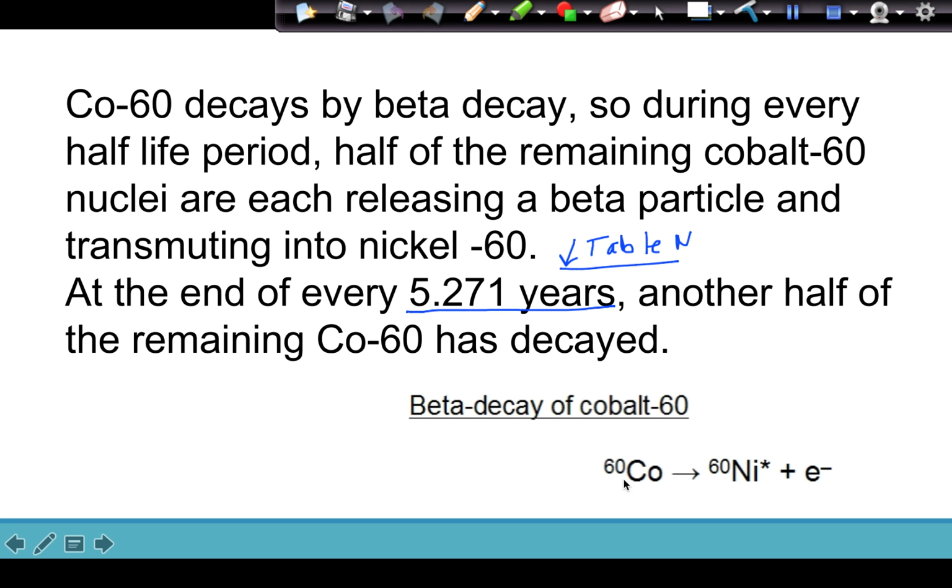So again, we had the 60 and the 27 down here, and this was the 28, and this was the 0 over minus 1 e, the way that we write it. But cobalt 60 turns into nickel 60 by giving off a beta particle.